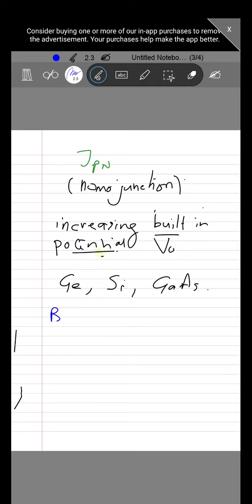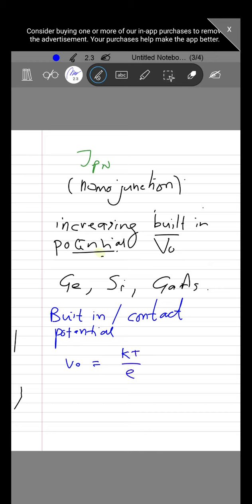So the built-in or contact potential is given as V0, which is equal to kT by e log Na Nd by Ni square.